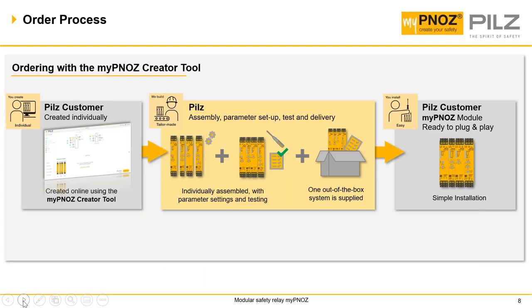Moving on to the ordering process. The whole ordering process is quick and very straightforward, which I will show you on the next couple of slides. In simple terms, you create what you need, we assemble, set up, test and dispatch. You receive a myPNOZ modular safety relay that's ready to plug and play in minutes.